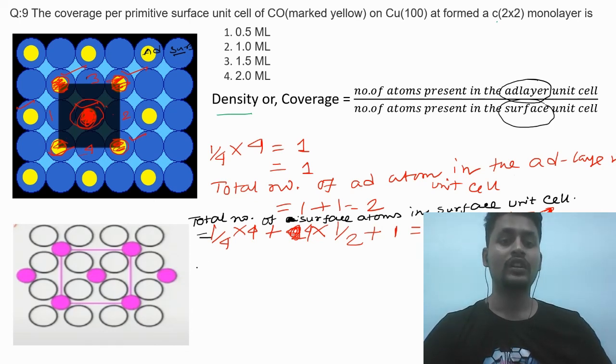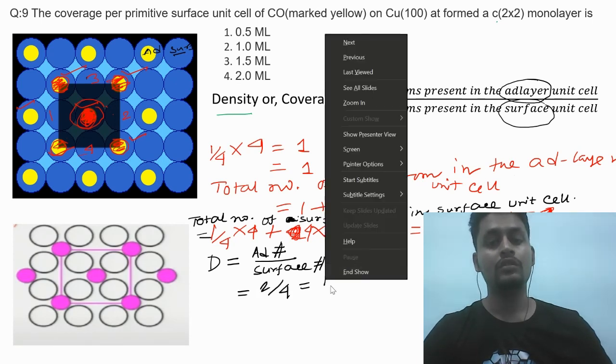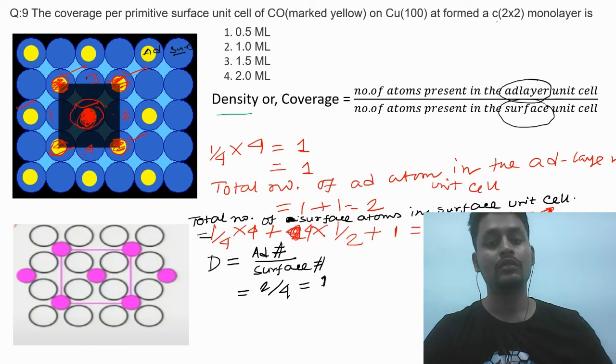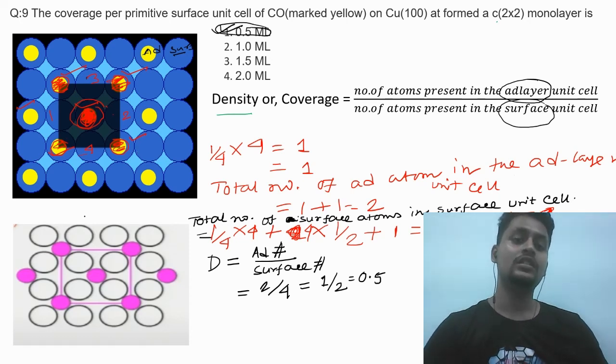Now we want to calculate the density. Density, let's say D, is nothing but the number of add atoms divided by the number of surface atoms. So 2 by 4. How much will it be? 0.5. So this is the answer.